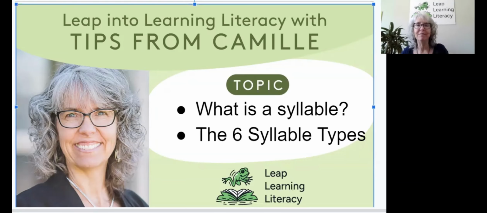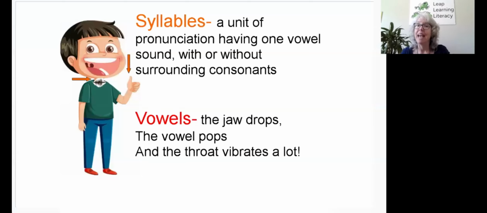What is a syllable and the 6 syllable types? Syllable: a unit of pronunciation having one vowel sound with or without surrounding consonants. In a previous video, we talked about vowels. We discovered that every time you say a vowel sound, your mouth will open different amounts. So with vowels, the jaw drops, the vowel pops, and the throat vibrates a lot.